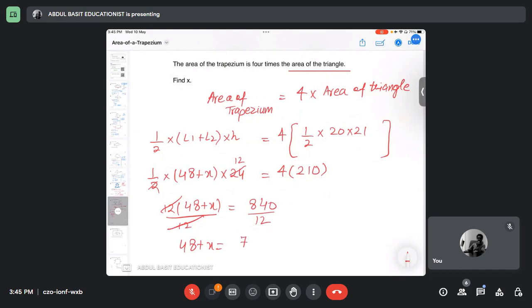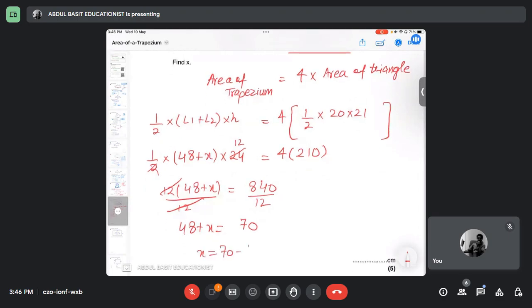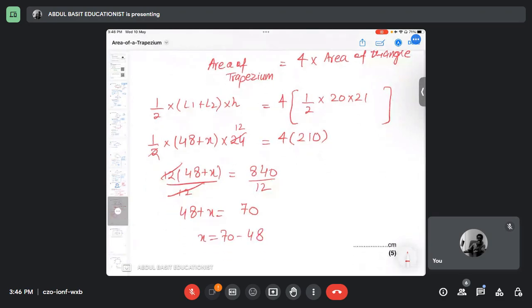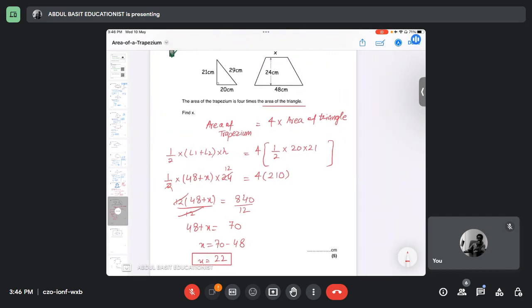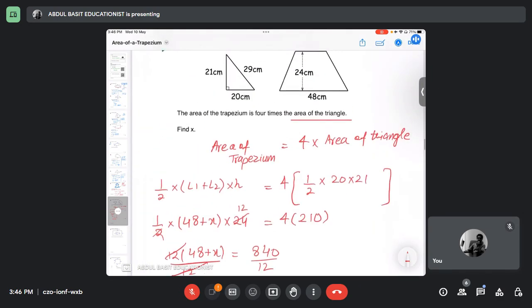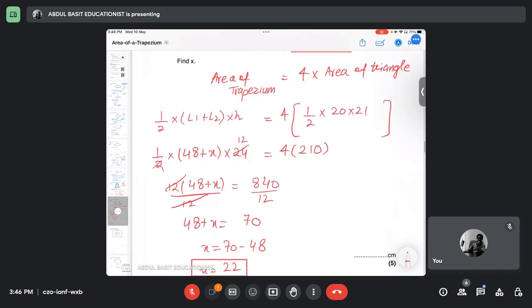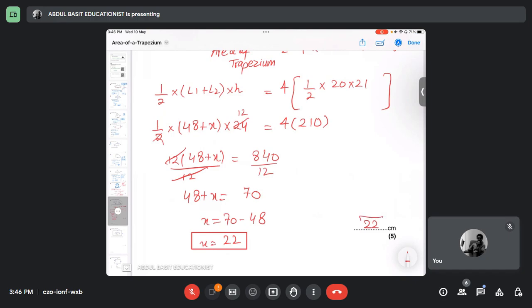70. 48 goes on the right side. So 70 minus 48 is 22. So 22 is what? 22 is the value of x, which is one of the parallel sides of the trapezium. Easy? Yes, sir. So you will do the rest of the questions on your own. We can proceed with another shape.